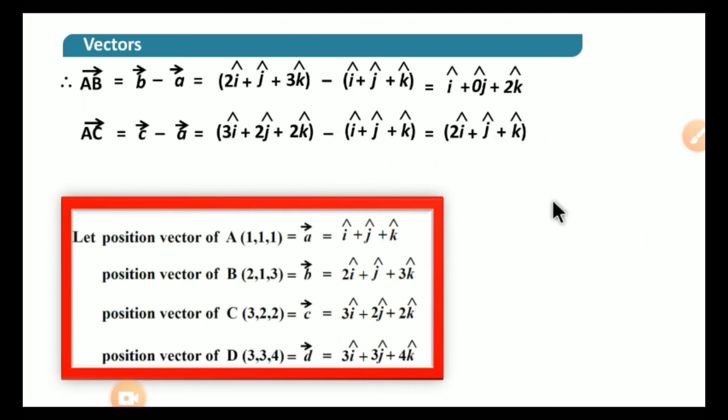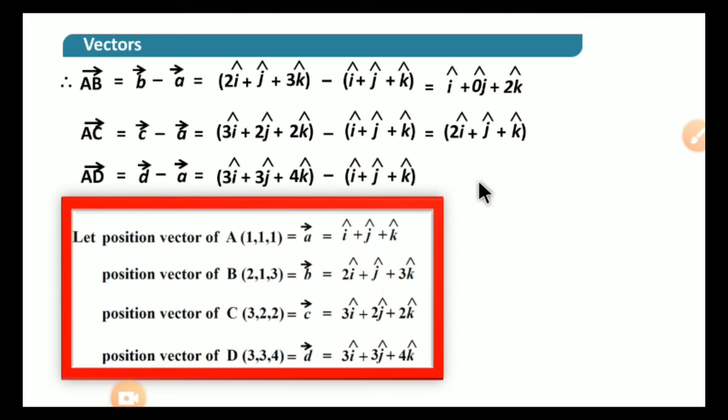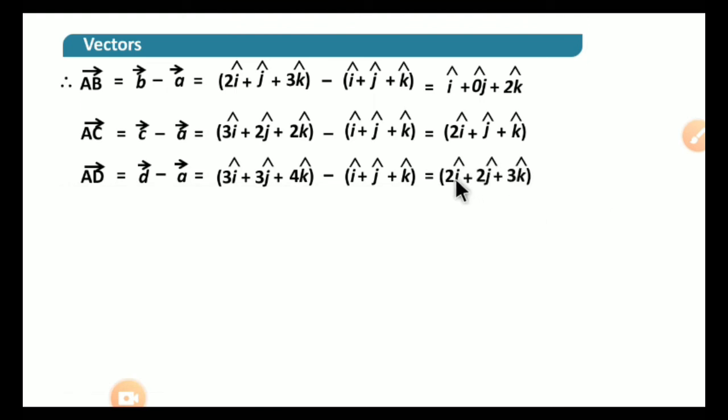And next, AD is equal to D minus A, that will be equal to 3i plus 3j plus 4k minus the bracket of i plus j plus k. So this is exactly equal to 2i plus 2j plus 3k.